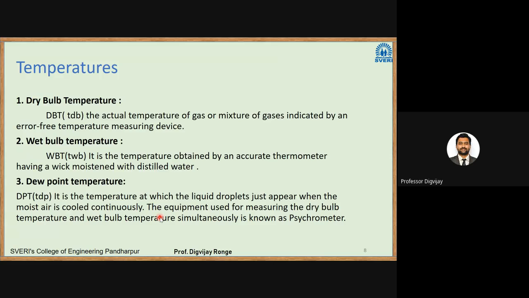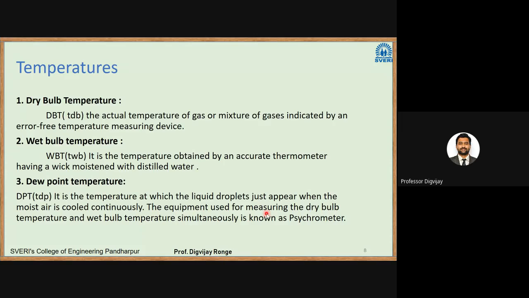What is saturated air? The air has reached its maximum capacity of holding water particles. If I cool it after that, what will happen? The water particles will condense. So dew point temperature is the temperature at which the liquid droplets just appear. Just appear means it will start to condense when the moist air is cooled continuously.